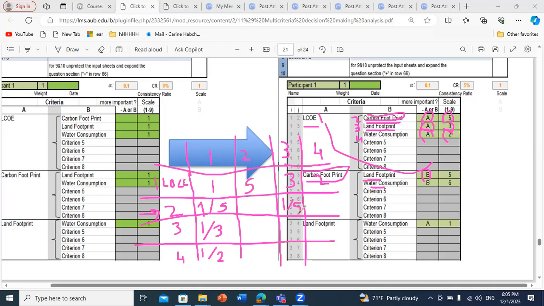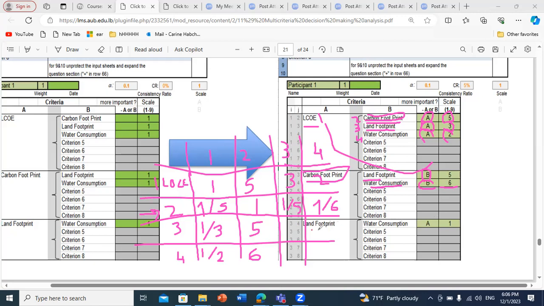And of course, when I compare 2 versus 2, it's 1. And now between 2 and 4, which is carbon footprint and water consumption, also the answer was the more important is B, so the water consumption. So because here my reference is 2, I will put the score 1 over 6. And as I filled these two, I can fill now these two, so I put 5 here and I put 6 here.